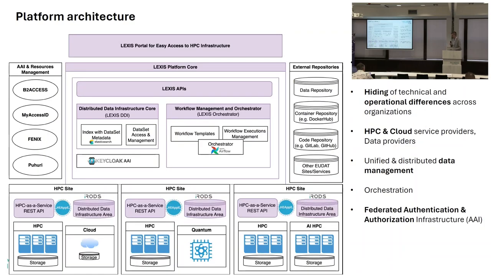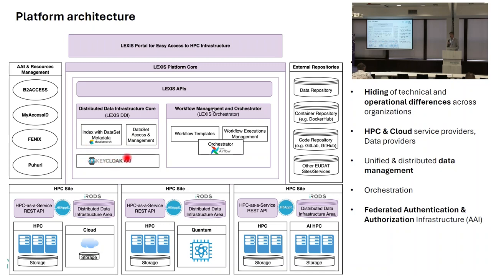So the architecture of this whole solution looks like this. On the top, you see the LEXIS portal, which I will show later in a live demo, hopefully, which provides easy access to all the different features of the platform. Then in the middle, we have the LEXIS platform core, which is operated at the moment by IT4I, and it consists of several services. There is, of course, the API proxy. And two big services in the middle are the distributed data infrastructure core, which hosts a metadata index based on Elasticsearch, and the service which orchestrates the data movement across different locations.